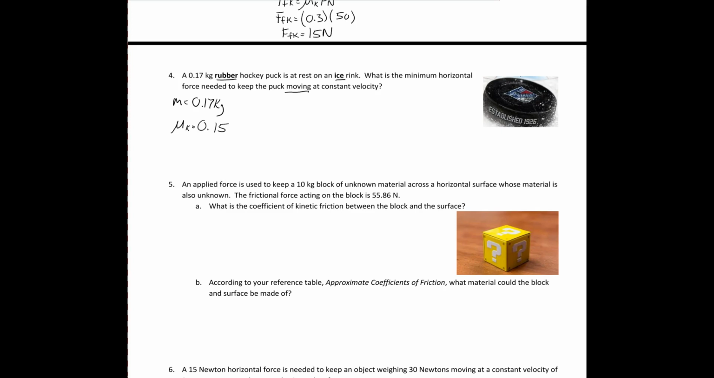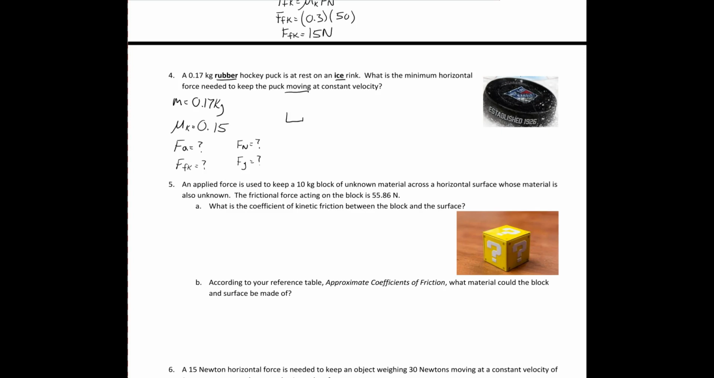So what is the force needed to keep the puck moving at a constant velocity? They're technically looking for the applied force. And in order to find that, we would need to know what the frictional force is that we need to balance out. And to know that, we need to know what the normal force is. And to know what the normal force is, we have to figure out what the weight is, Fg, because they tell us what the mass is.